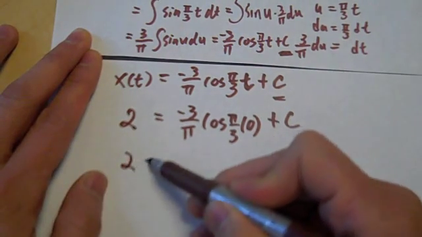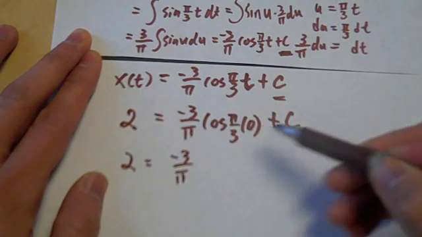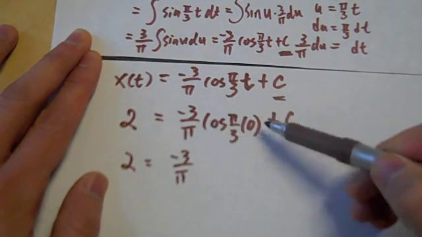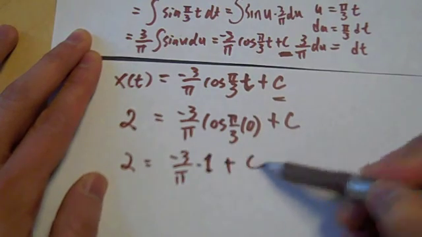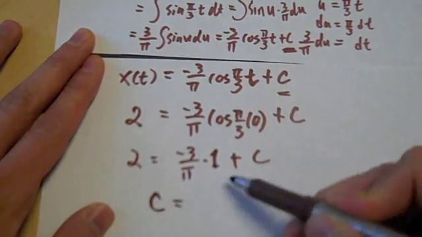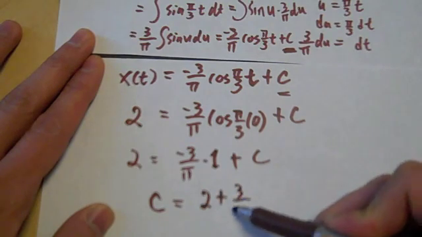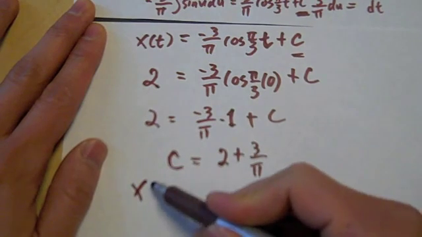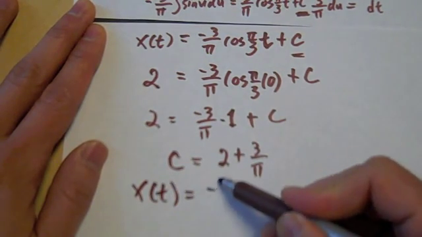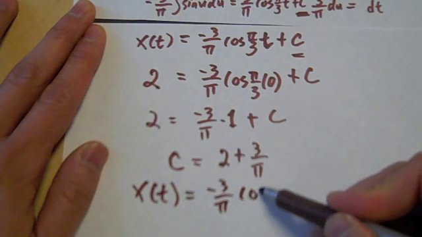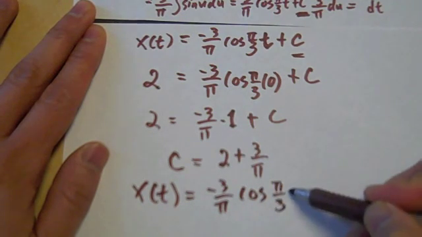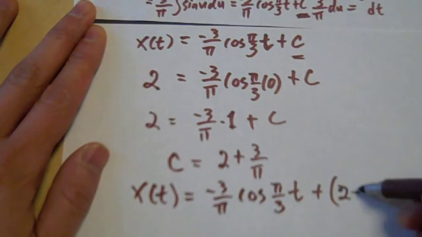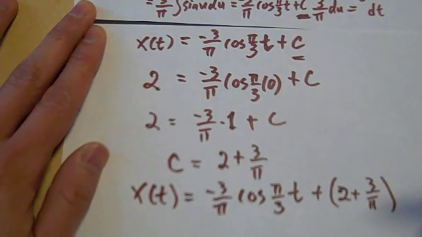So this is 2, and this is negative 3 over pi. Now, 0 times pi third is 0, and cosine of 0 is 1. So here you have it: c is equal to 2 plus 3 over pi. So now we have a very specific equation that we can work with: x of t is equal to negative 3 over pi cosine pi third t plus 2 plus 3 over pi.